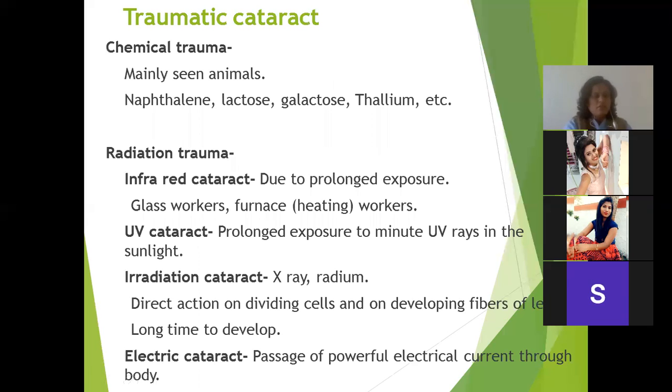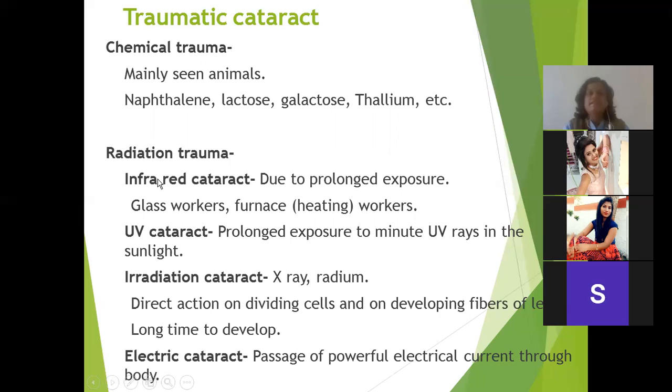In chemical trauma, mainly seen in animals, agents like naphthalene, lactose, galactose, thallium, etc. cause chemical trauma to the lens. So it is a traumatic cataract, mainly seen in animals.